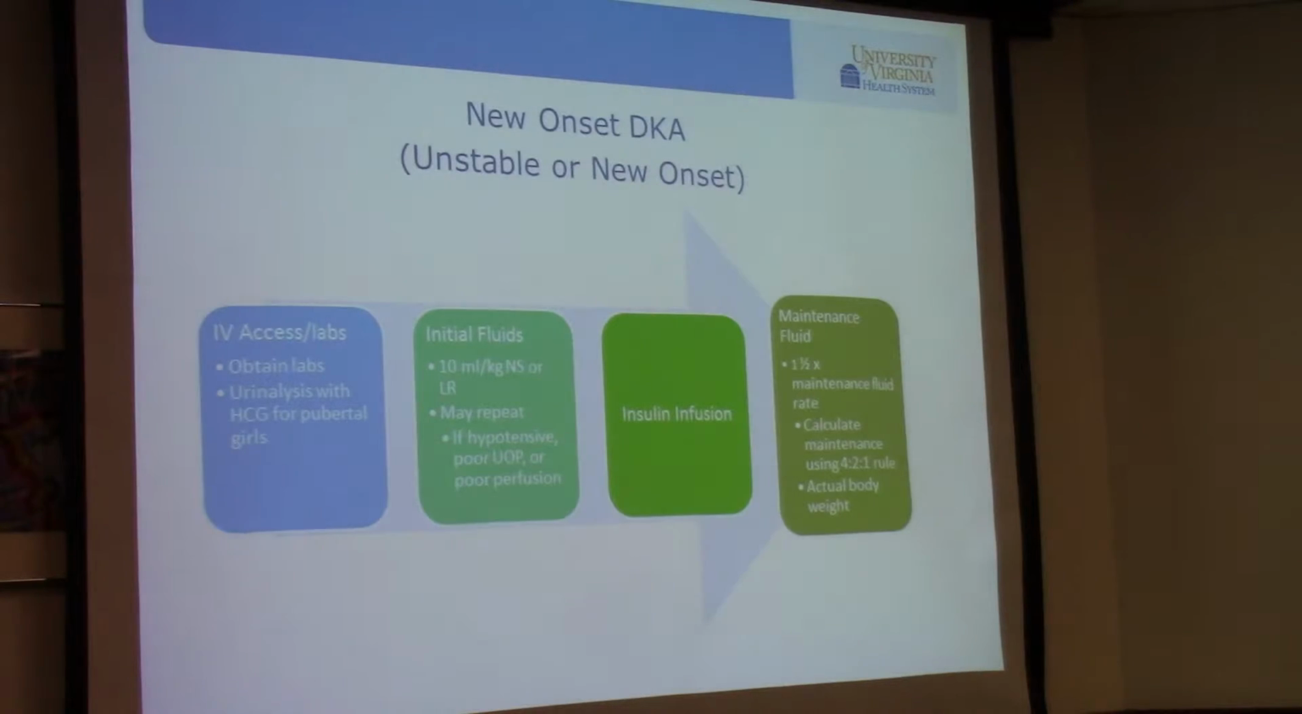So let's look at a new onset. This is what the order set would look like. This is kind of what you should expect to see. IV access and labs, HCG for pubertal girls. Fluids initially are 10 cc's per kilo. That's just like nothing, right?